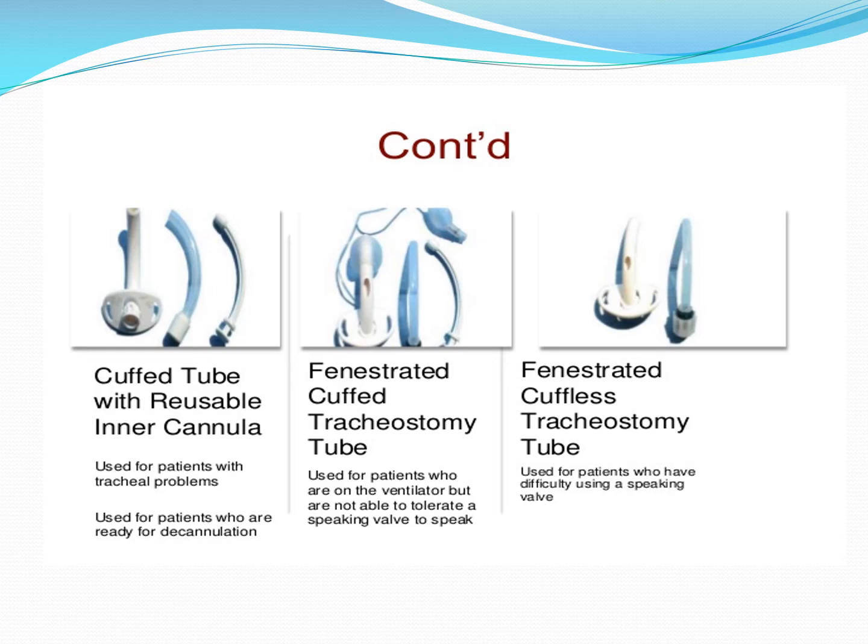The middle image here is showing you the fenestration, and it's a good depiction because it's clearly showing you where that opening is in the outer portion of the bend. This particular fenestrated tube is cuffed, so in order to take full advantage of that fenestration, it'd be best to deflate the cuff. All the way on the right-hand side, you have a fenestrated tube, but it's cuffless. So you can see the number and variety of tracheostomy tubes are very, very extensive.